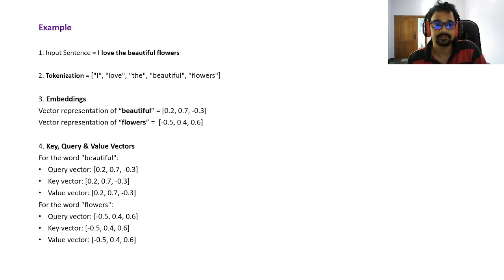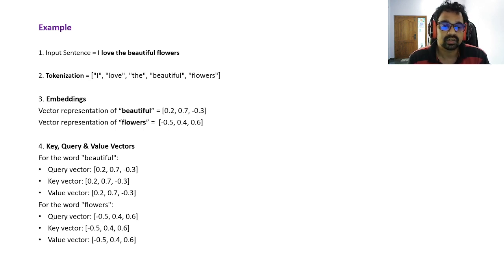Let's see with an example. Let's say the given input sentence is "I love the beautiful flowers." When we tokenize it with word tokenization, we get all the individual words. Then we have to convert the words into embeddings. Embeddings are nothing but a vector representation. Ideally, we have to take embeddings for all the individual elements, but for our understanding, we are considering only "beautiful" and "flowers."